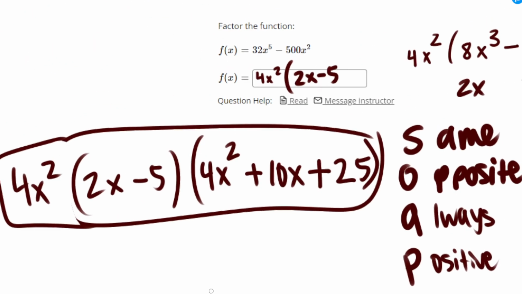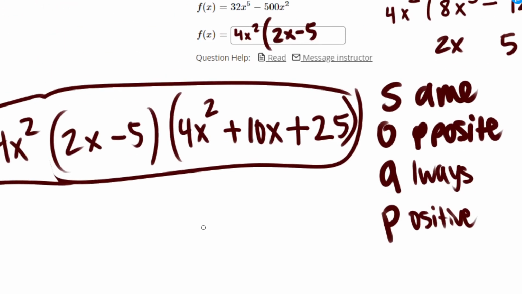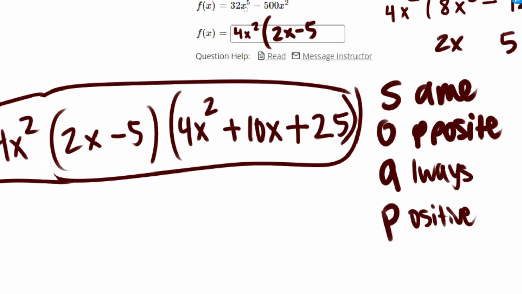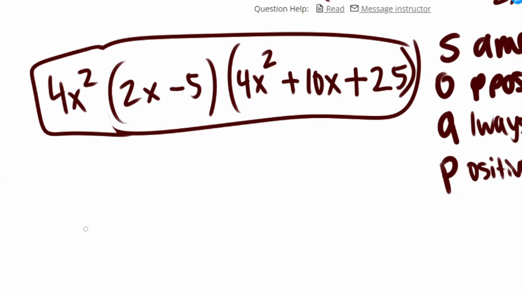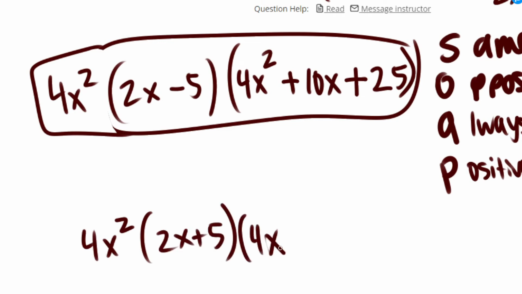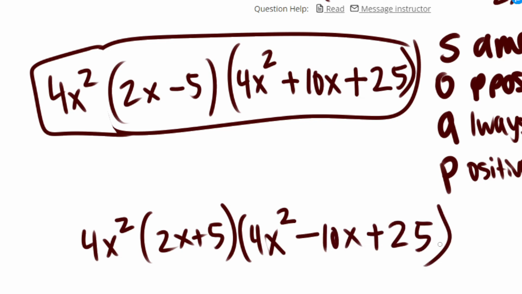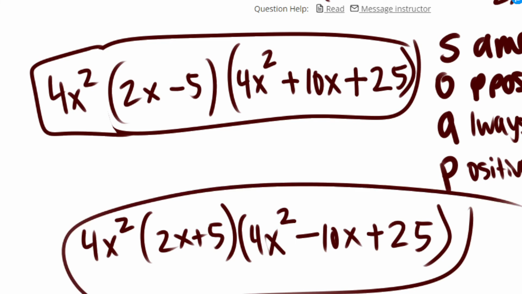I wish I had more examples for that. If it was this, but with a plus instead, then your result would be 4x squared, 2x plus 5, and then 4x squared minus 10x plus 25. So SOAP is a good acronym for that.